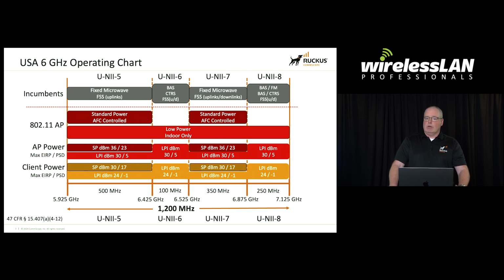So for the folks doing indoor, that's not really that big a deal. It's low power. But when we start talking about standard power and going outside, then we have to consider these things. You can see here with indoor, low power only, we have the full 1200 megahertz of spectrum. But when you start going to standard power, you've only got the first section here in UNII 5, and then your sections back here in 7 and 8. So you have this break in there where you can't operate, and you're not getting the same 1200 megahertz of spectrum when you're dealing with standard power.